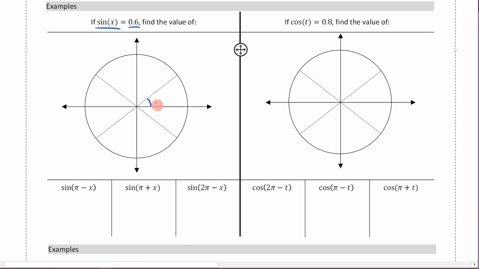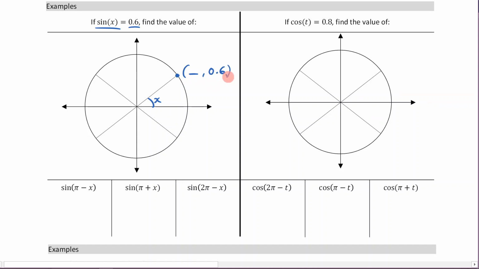So it's telling me I've got sine of x. So this is going to be x right here. That angle is going to be x. And it's telling me it's going to be equal to 0.6. I know that sine is my y value. So that means what we're being told, we don't know what x is, but we know that this is 0.6. And what that means is I could draw this across. I could say, well, this is 0.6 right here. That is 0.6.